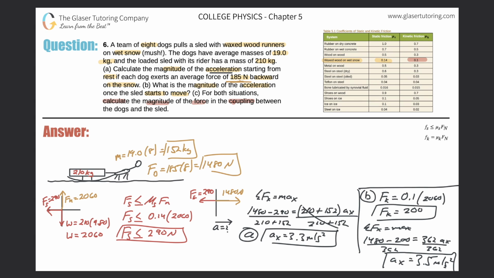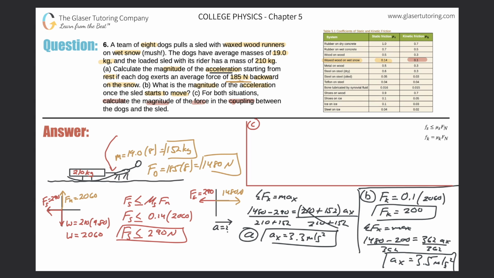Okay, so just looking for where I want to do this. All right, so let me make a little space here and here. That looks great. And this is going to be for letter C. Okay, so in order to do this, go back to the picture over here, guys. I'm concerned with this coupling right here between the dogs and the sled.